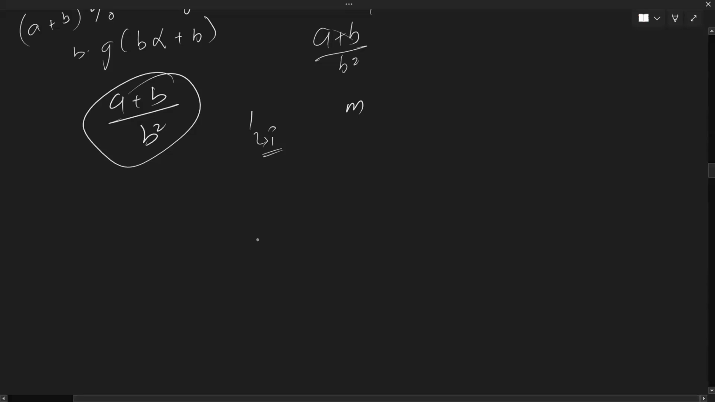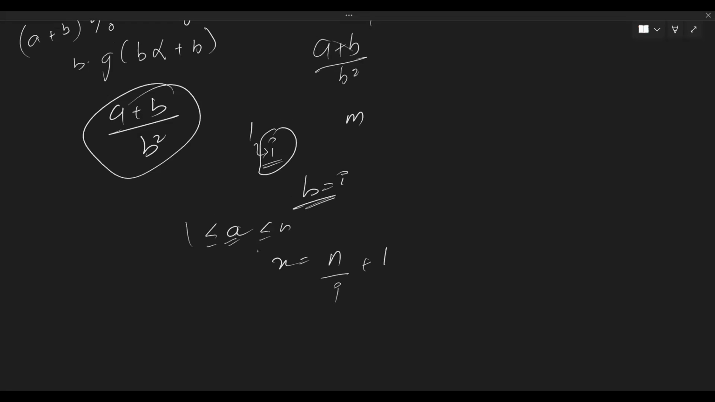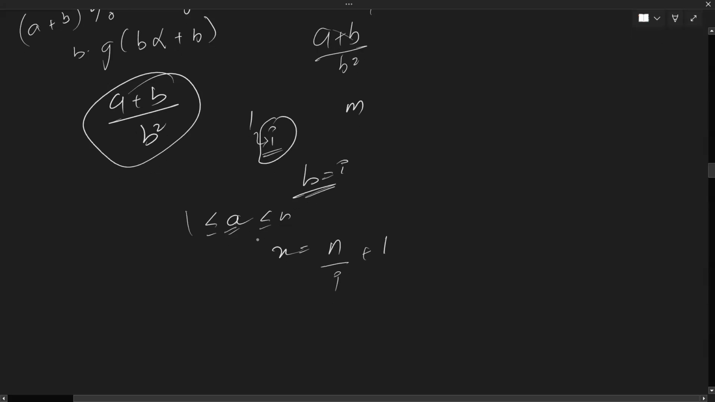I just need to count how many possible values there are if b is currently i. So how many values of a are possible such that they are between 1 and n? First, see how many values of x there are, such that I have n divided by i plus 1, and eventually this should be divisible by i. So how many values are divisible by i? Exactly x by i values are divisible.